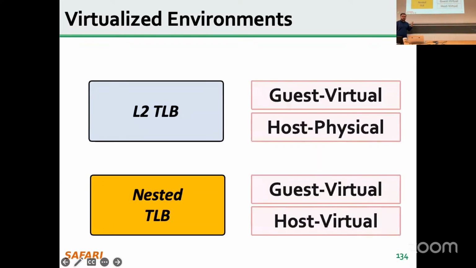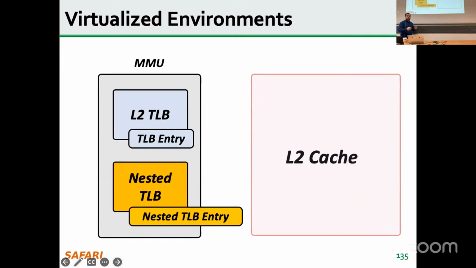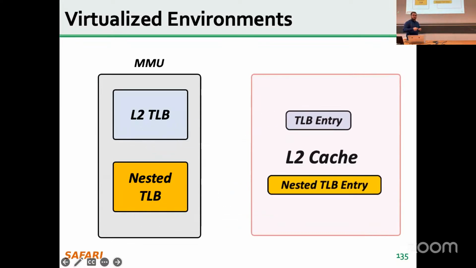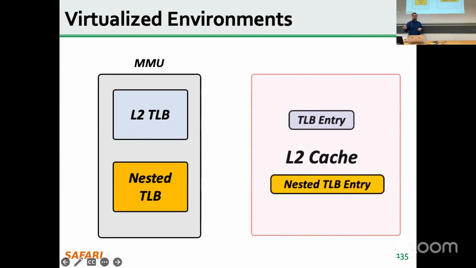In this scenario, we do something very simple. In the system right now, there are two TLBs, an L2 TLB and a nested TLB. The difference is that the nested TLB stores translations from the guest virtual to the host virtual and not directly from the guest virtual to the host physical. And we do a simple thing. We just simply spam the L2 cache with translations from the nested TLB and the L2 TLB. And this way we can accelerate both of these at the same time.